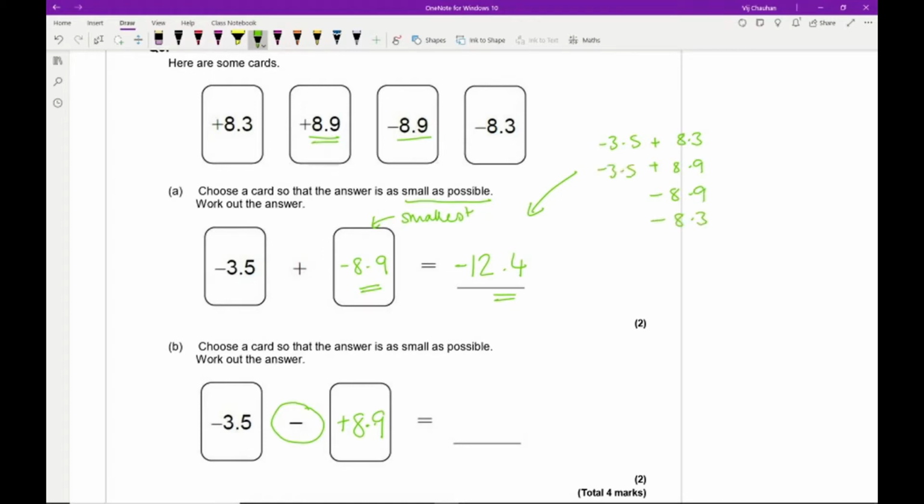And what I would do, and you've got a minute to do this, so it's not that bad, is work out each of those possible answers and then go for whichever gives me the smallest answer. For B, I would go for the exact same.